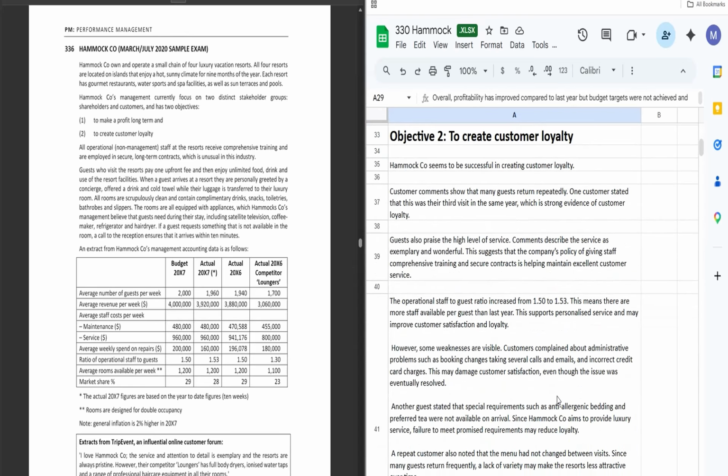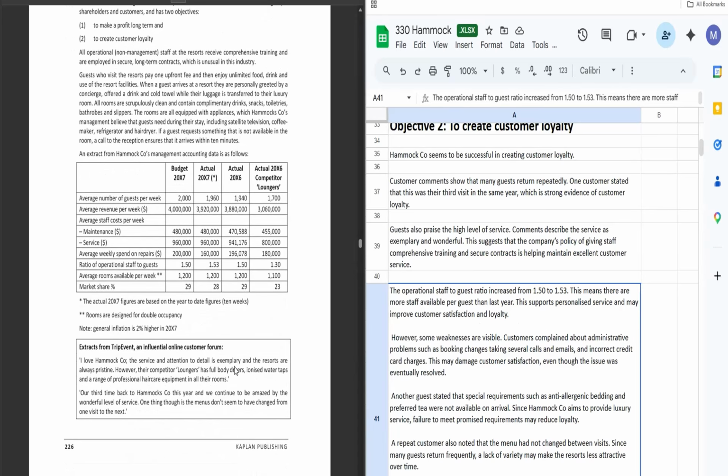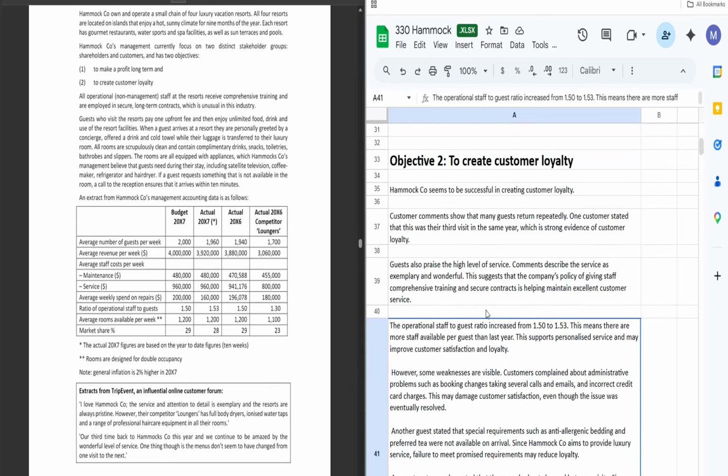Now the second objective is to create customer loyalty. So Hammock company seems to be successful in creating customer loyalty. And how have I identified this? Let me show you some figures, as well as some comments left by the customers. One guest has mentioned they have visited the resort for the third time. So that means they are loyal guests to the Hammock company, right? So this means the company is creating customer loyalty.